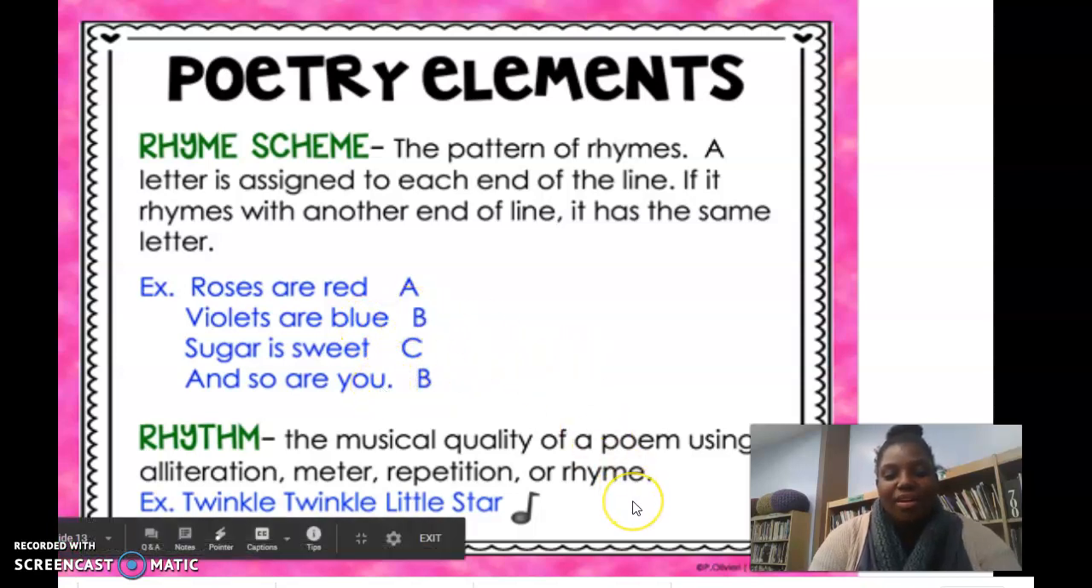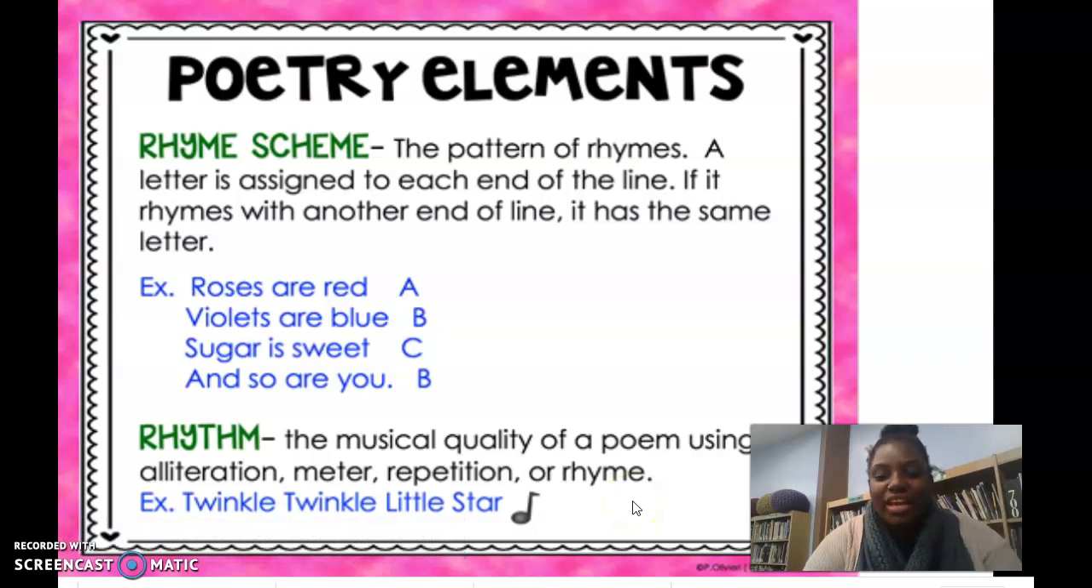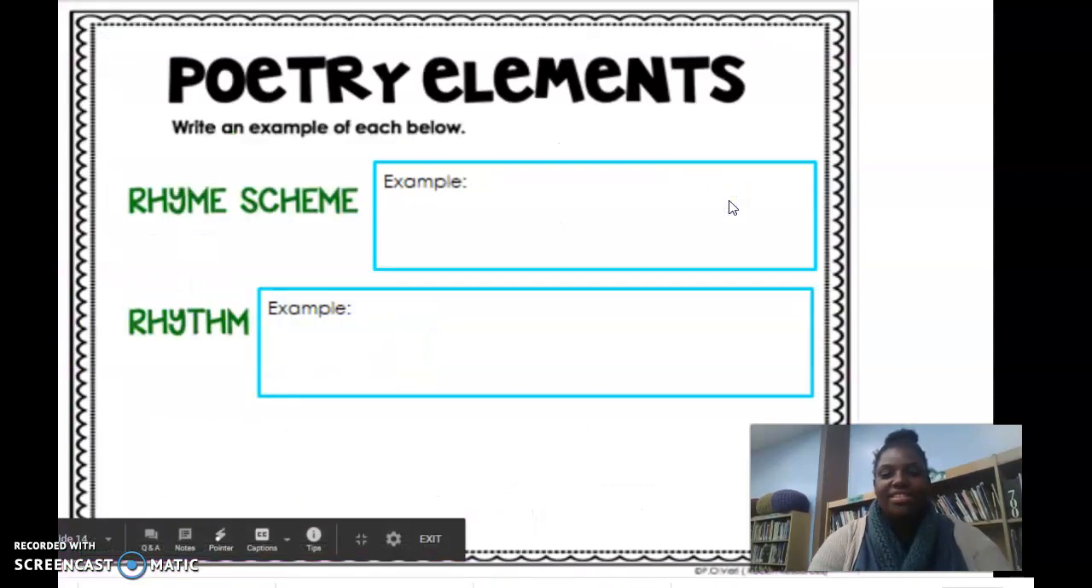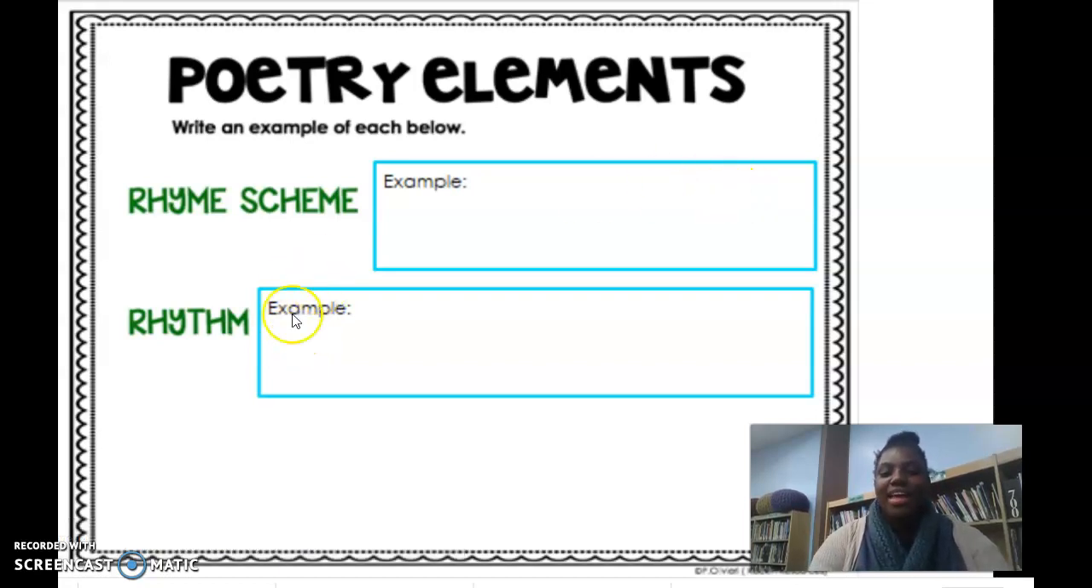And then we have rhythm, the musical quality of a poem using alliteration, meter, repetition, or rhyme. For example, the lullaby Twinkle Twinkle Little Star. So on this next slide, you are going to give me an example of a rhyme scheme and a rhyme.